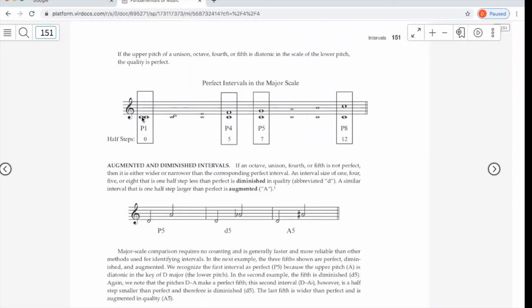the distance from the first note to the fourth note is always going to be a perfect fourth. If you go up C and the fourth note is F, then that is a perfect fourth. The fifth note will be G, and of course the last note will be a perfect octave. So if you know the scale of the lower note, if this upper note is in that scale, it's a perfect interval, of course, if it's a fourth, fifth, unison, or octave. So that's another way to check.